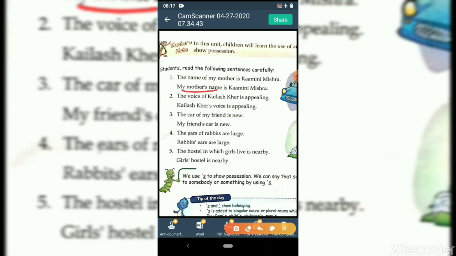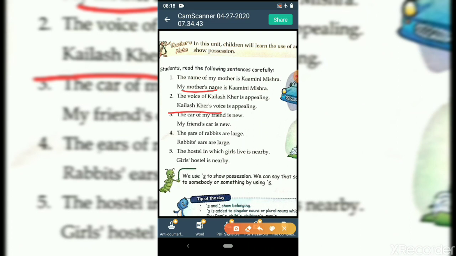Second example, the voice of Kailash Kher is appealing. Now, Kailash Kher's voice is appealing. This shows whose voice? The voice of Kailash Kher. So now this shows possession. In the first sentence, whose mother? My mother. My mother's name is Kamini Mishra. Not everybody's mother's name is Kamini Mishra. So the apostrophe is used to show possession, meaning a particular thing or a particular person belongs to whom. Whose mother? Your mother. Whose voice?